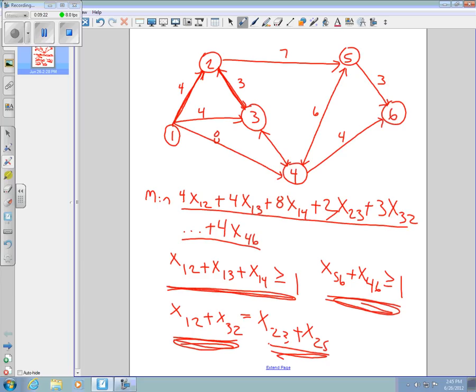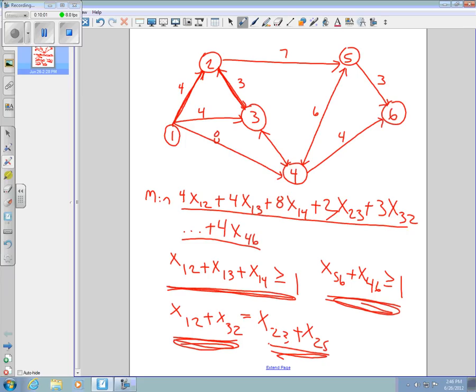Again, I did not draw all of the constraints. I only wrote one constraint for node 2. So I have not written constraints for nodes 3, 4, or 5. But essentially, what goes in, the arrows pointing in, must equal the arrows coming out. So for node 3, for example, let me just verbally say what that one would be. What goes in? X23 plus X13 plus X43 must equal what goes out? X32 plus X34.